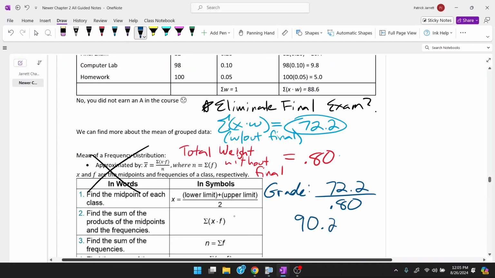90.25. See, that final exam brought you down. So here's the thing. The final exam should not bring you down in this class because what did I say? The final exam was going to be on day one. And not only that, I'm going to tell you what all the questions are going to be without the numbers. So you'll know what to expect on that final.